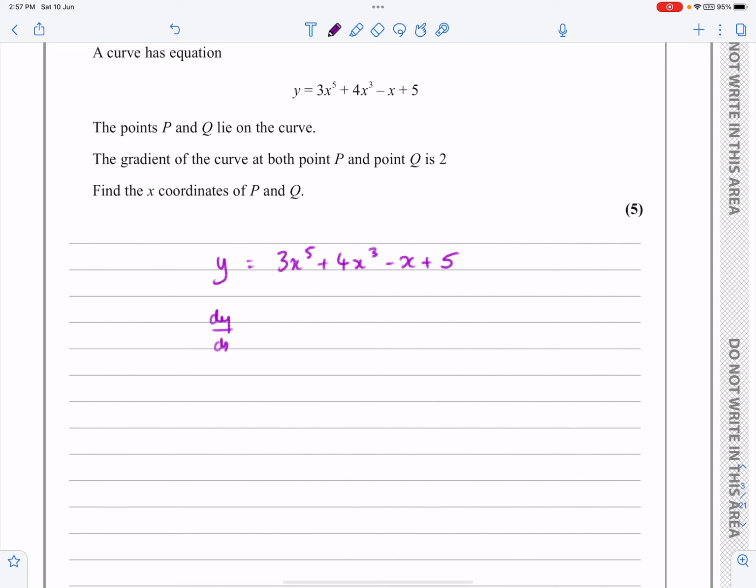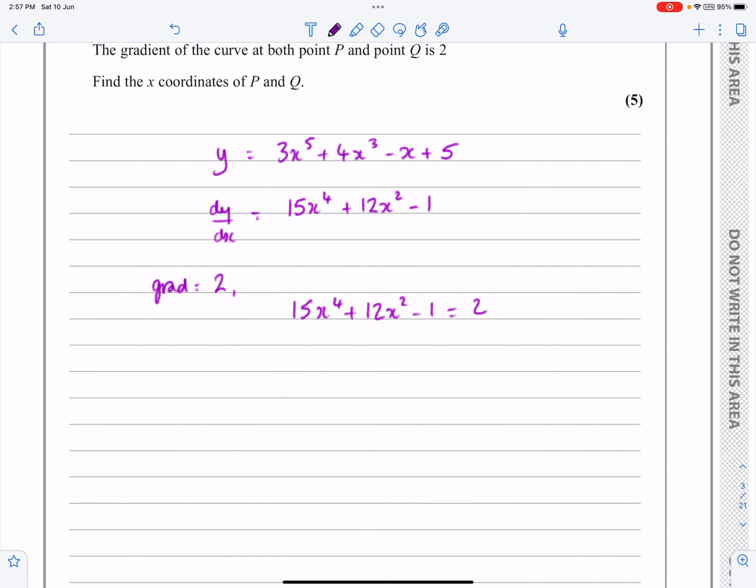So differentiating, multiply by the power, take 1 off the power. It's going to give me that. Multiply by the power, take 1 off the power. It's going to give me that. Keep going. X's just become numbers and constants like 5 just disappear. So that's the differential. And then they've said gradient's equal to 2. So if the gradient is equal to 2, then that's equal to 2. So 15x to the 4 plus 12x squared minus 1 equals 2.